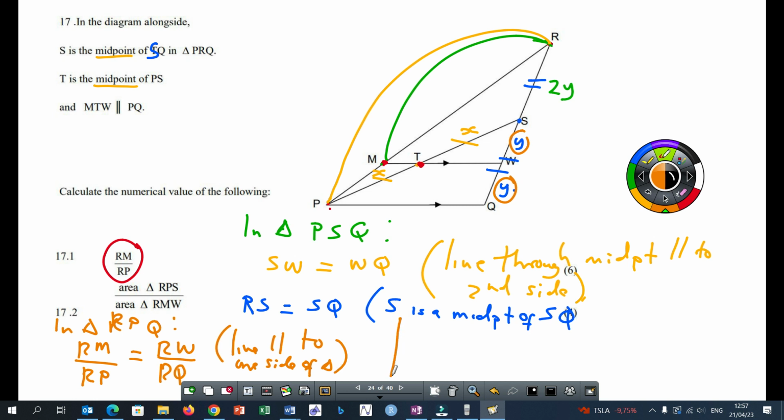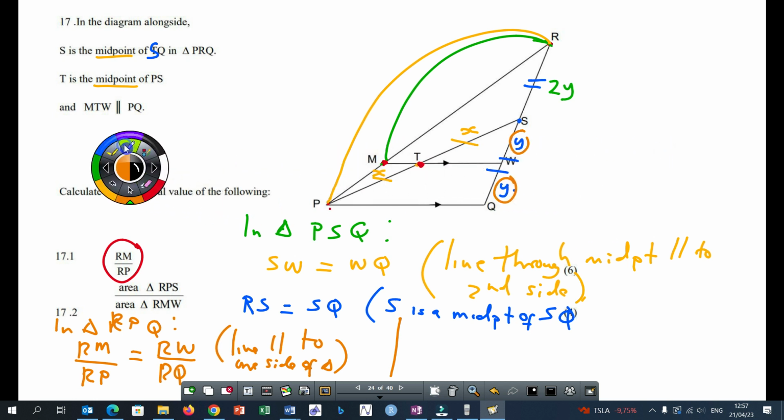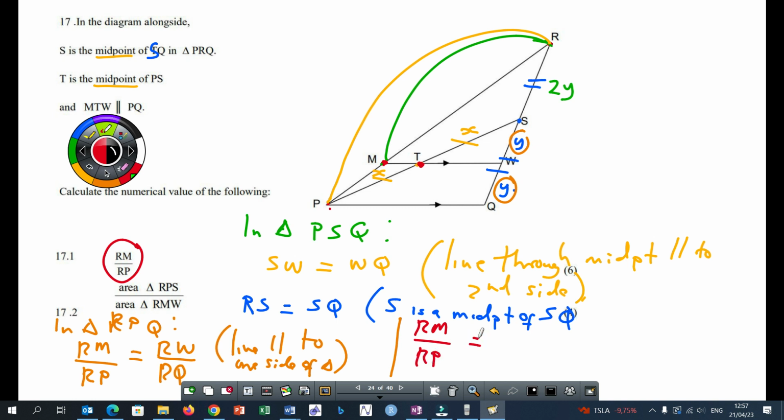Then allow me to use a different color just to distinguish what I've written already. So from here, Rm over Rp is equal to Rw over Rq. What is Rw? It's going to be 3y. So this will be 3y divided by Rq, which is going to be 4y. So the final answer will be 3 over 4, and then you are done.